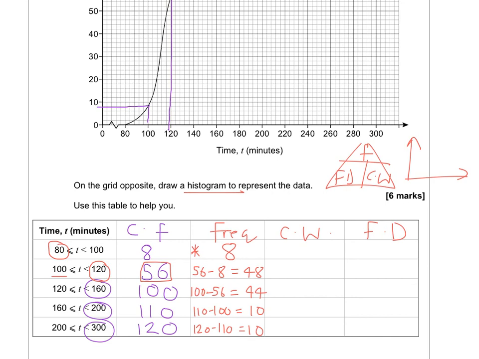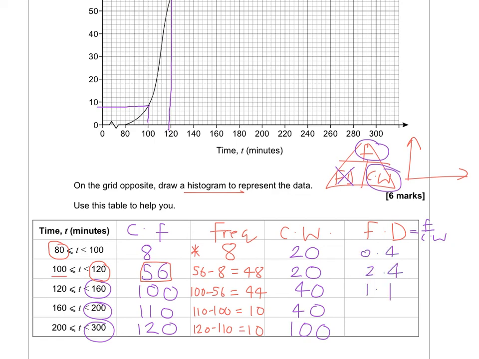The class widths are easy to work out. The first group runs from 80 to 100, so that's 20. 100 to 120, so that's 20. Then we have 40, 40, and finally 100. Frequency density is then equal to frequency divided by class width. So if we work out each of those, we get 0.4, 2.4, 1.1, 0.25 and 0.1.